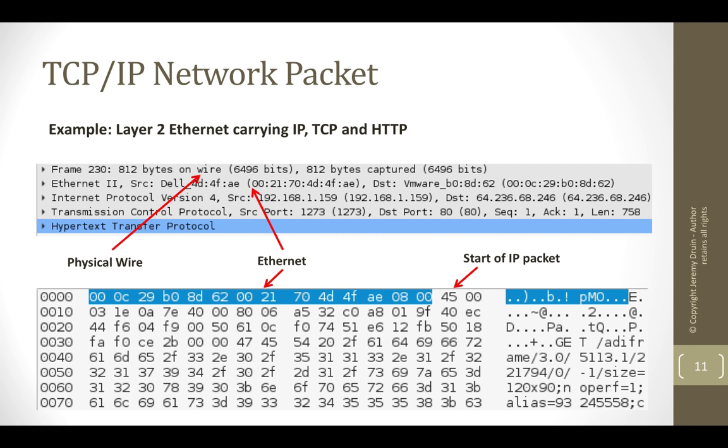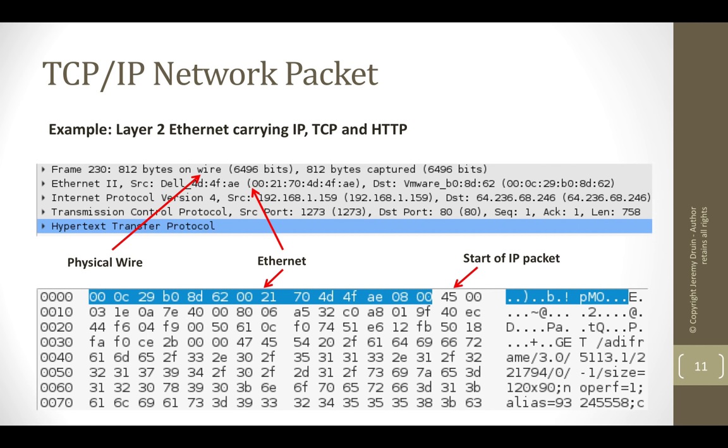So B0:8D:62, that's the unique number for the VMware card, the destination address. After the first six hex digits starts another network card, and this one starts with 00:21:70, and that represents Dell. And the unique number on that card is 4D:4F:AE. Now it takes all twelve of those hex digits to represent the entire MAC address. It's just that the MAC address happens to be broken up into two halves, the manufacturer of the card and the ID of the card itself. But the whole thing is used by the switch to figure out which card to send the information to.